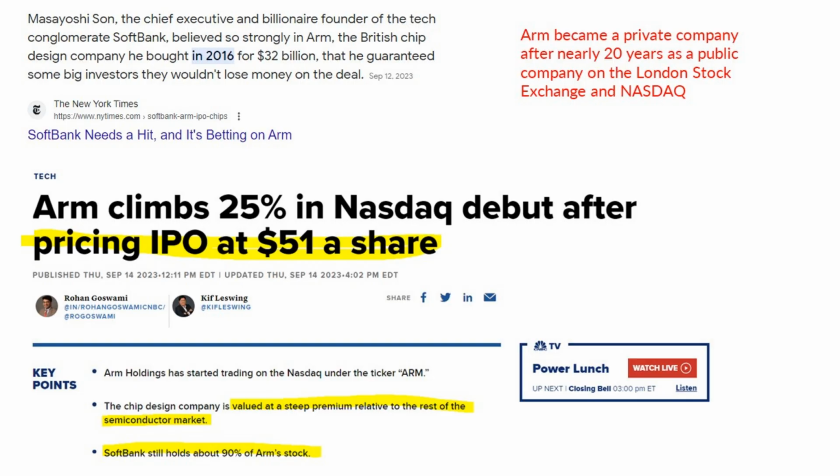And we wrote about Arm before their IPO, and the company has a bit of an interesting past. So they were a private company before becoming public on the London Stock Exchange and NASDAQ, where they traded for 20 years before going private again in 2016 when Masa of SoftBank purchased the company for $32 billion in a deal that he guaranteed some big investors they wouldn't lose money on because he had such confidence in this company.